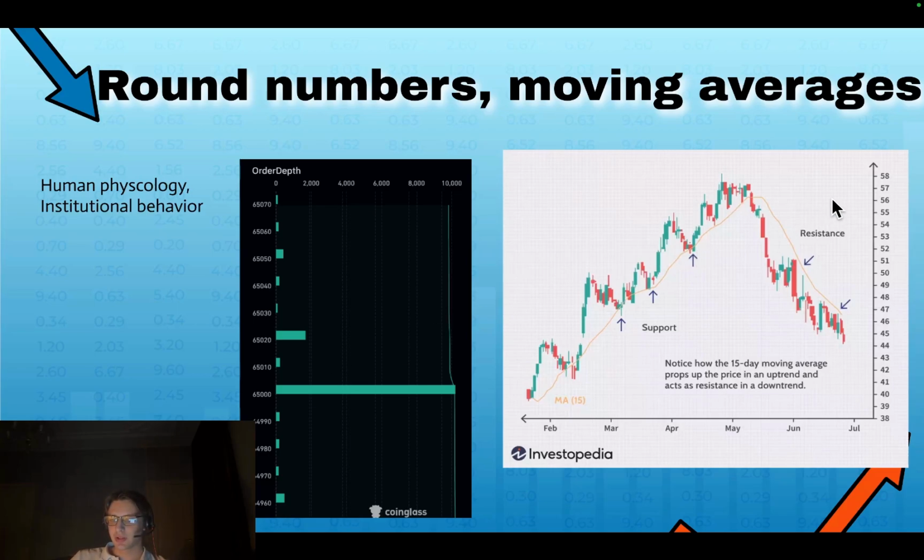And also moving averages can point to support and resistance. So if you use this indicator for a 15-day moving average, for example, you can see that it was your support level in an uptrend, and in a downtrend it becomes your resistance.